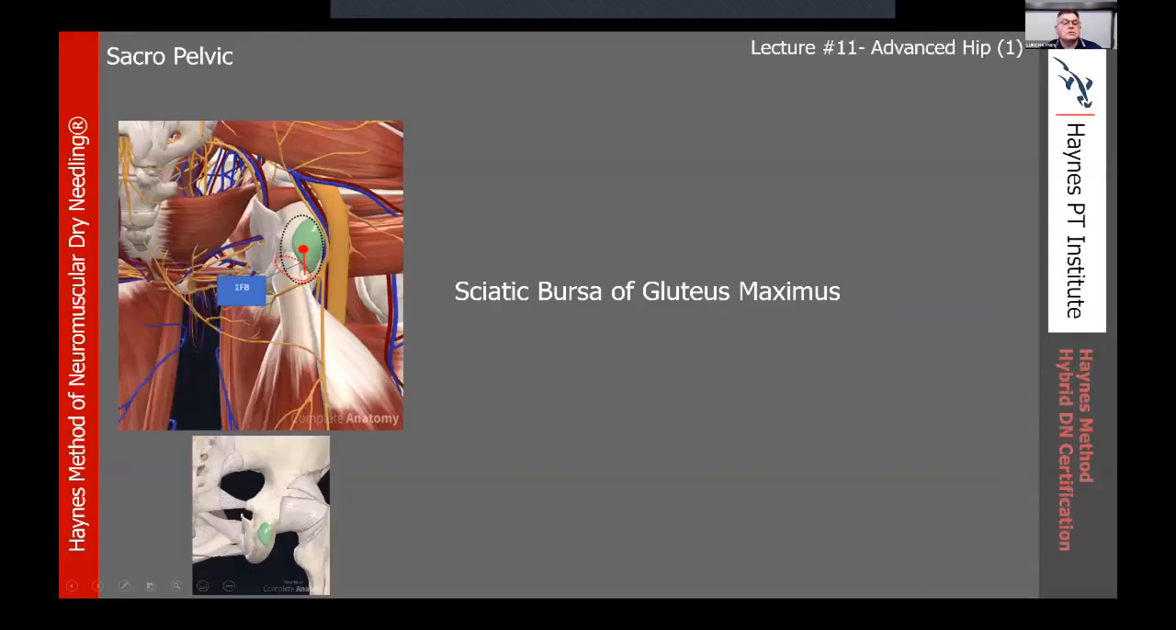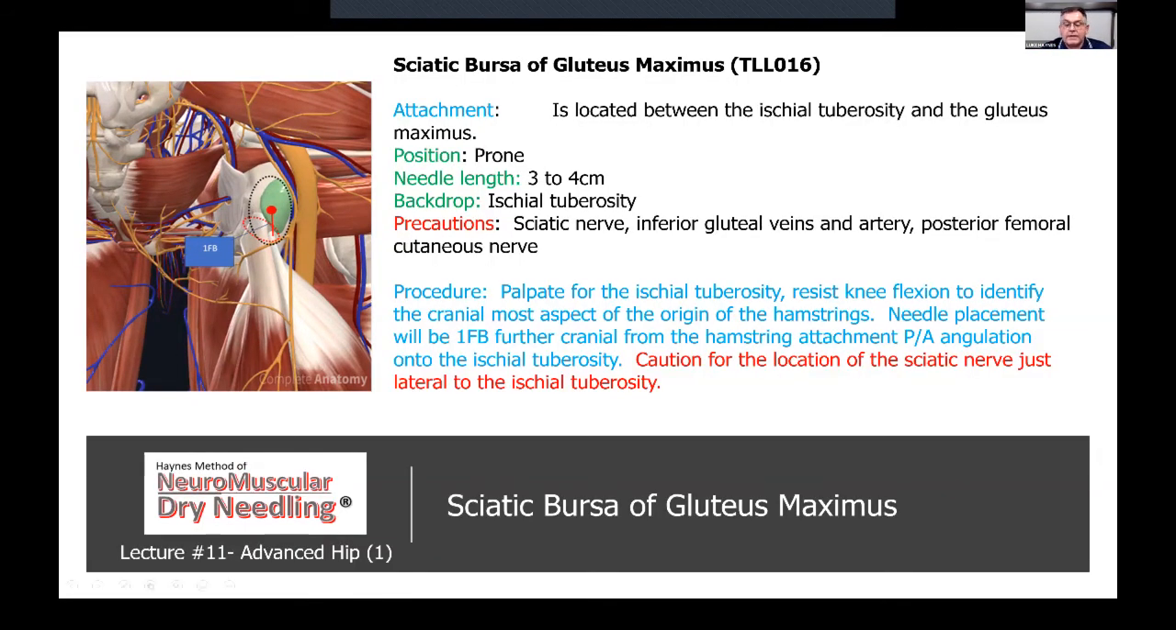All right. Now onto the sciatic bursa of gluteus maximus. This is, again, with people with pain and tenderness on their ischial tuberosity, or their sit bone. We're going to palpate that posterior ischial tuberosity. We're going to drop one finger breadth distally and needle directly onto the ischial tuberosity for treatment effect. You definitely caution for the location of the sciatic nerve, just lateral to the ischial tuberosity.